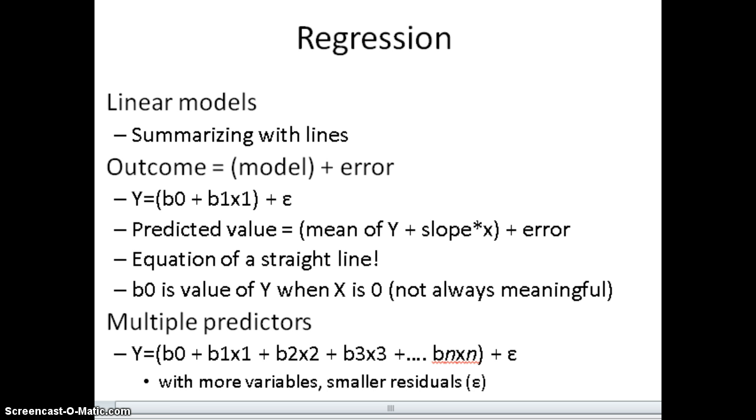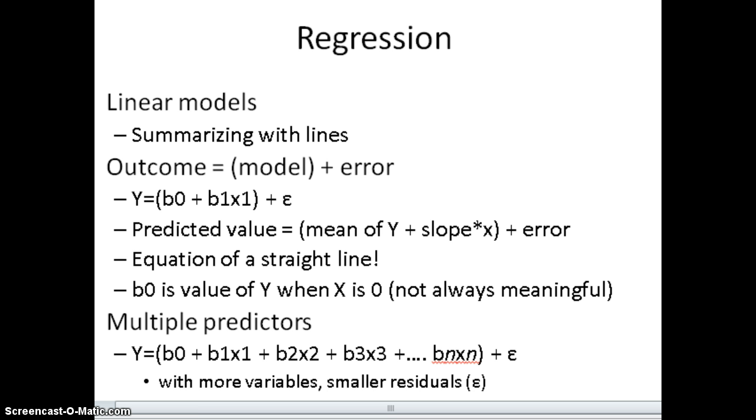The formula y equals b0 plus b1 x1 plus e may seem familiar from elementary algebra. In fact, this equation can be rewritten into y equals mx plus b plus the error term at the end. Again, we're using a straight line to predict y values.